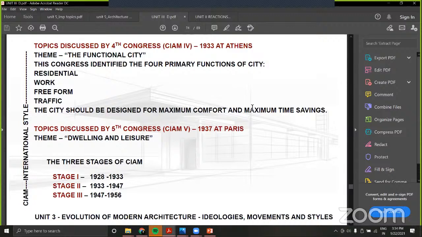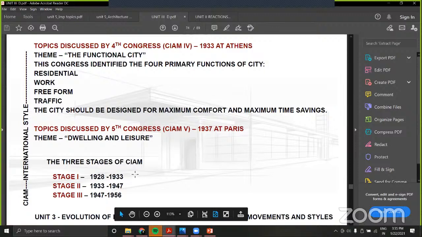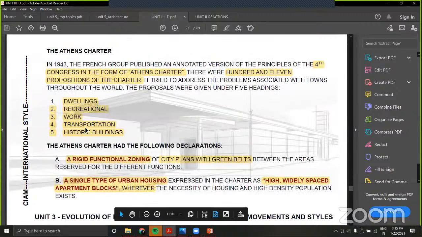Since a lot of architects started to build into city plans, you will be seeing that in the next semester. We will see only a small part of the discussions in this semester. They wanted residential, industrial, and commercial buildings, and also free-form circulation and a traffic-free zone. The topic discussed in the fifth Congress was dwelling and leisure. There are three stages of CIAM: stage 1 from 1928 to 1933, stage 2 from 1933 to 1947, and stage 3 from 1947 to 1956.